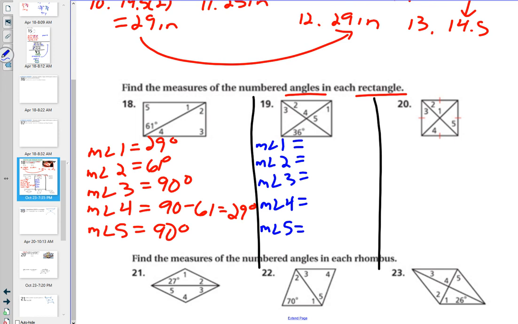Okay. What would be the first one you would find there? 2? I would say 1, because this one's a little trickier here. So I would go with 1, because at least 1, you know, is going to be complementary with the 36. Because if this is 90, then 36 and angle 1 have to add up to 90 also. So 90 minus 36 is 54.